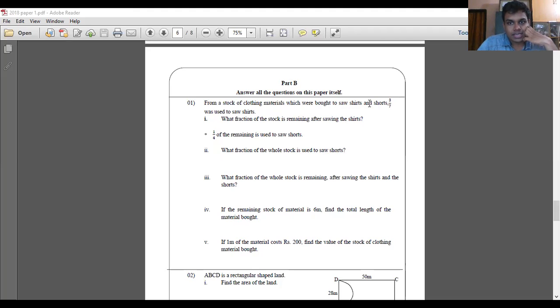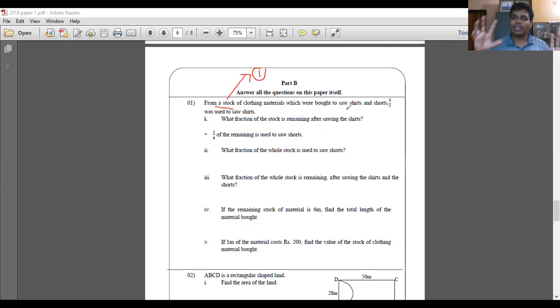So what is the fraction? A stock was bought. The whole stock is considered as one unit. This is what the question asks: what fraction of the stock is remaining after sewing the shirts?